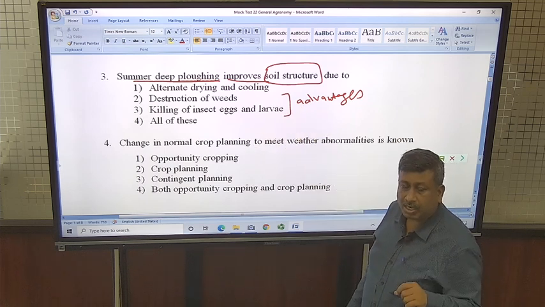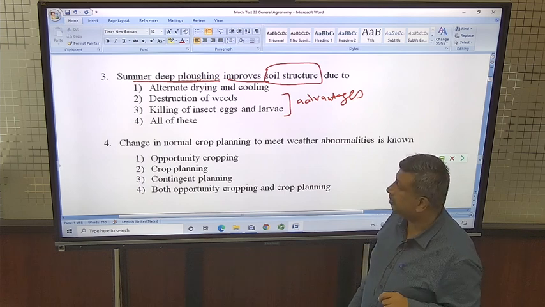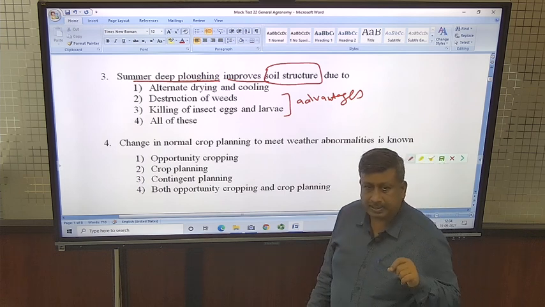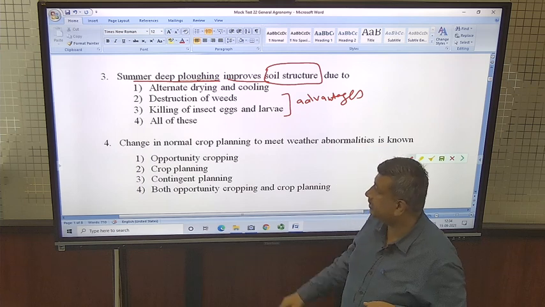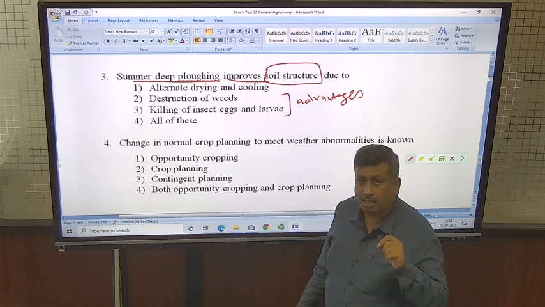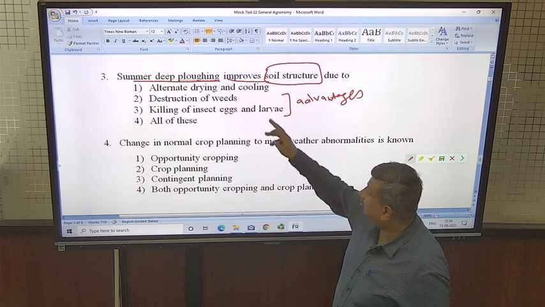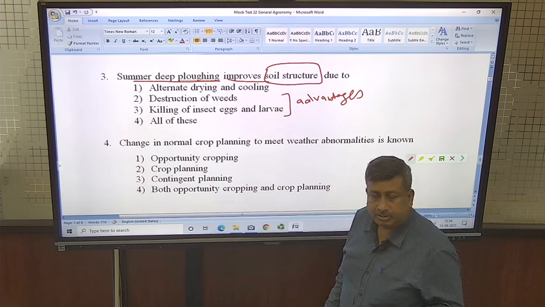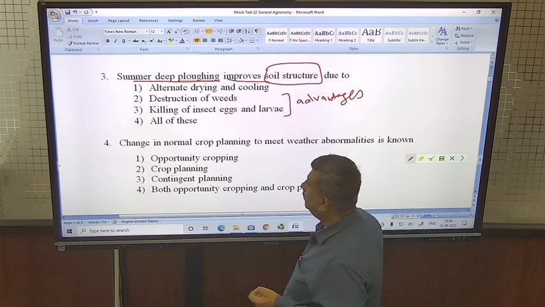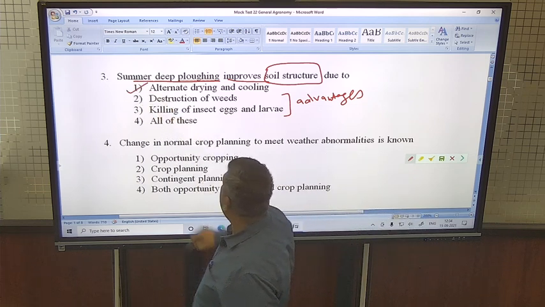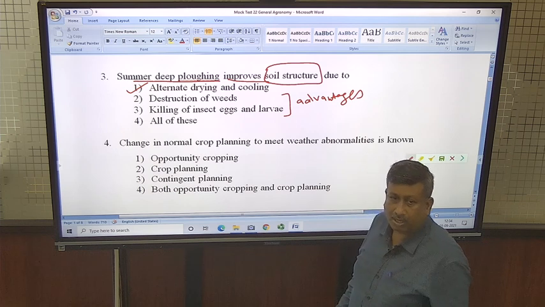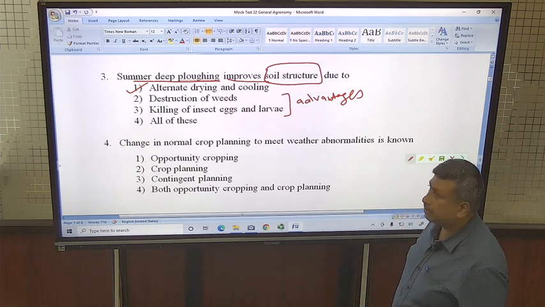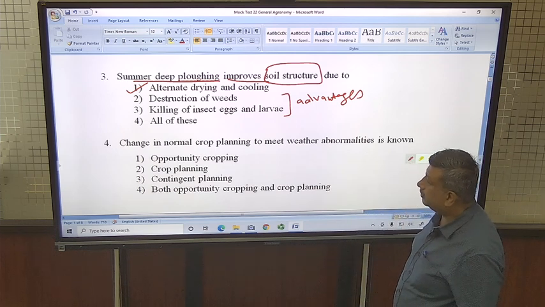It is not asked what the advantages of summer deep plowing are. If the question asks what the advantages are, then the correct option is all of these. But the question is related to improvement in soil structure. How does soil structure improve? It is because of alternate drying and cooling of soil. It results in improvement in soil structure.